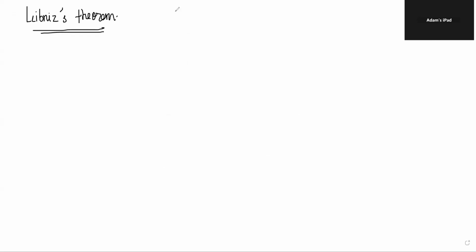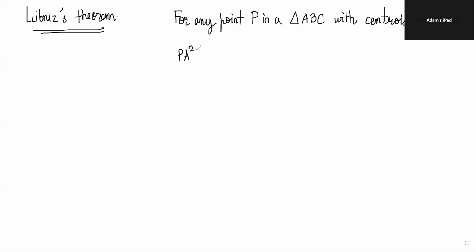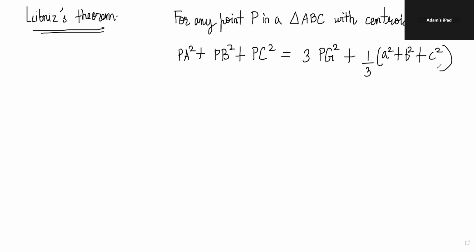for any point P in a triangle ABC with centroid G, the theorem says this: PA square plus PB square plus PC square is equal to 3 times PG square plus 1 by 3 times A square plus B square plus C square, where A, small b, small c are the sides of the triangle, right?